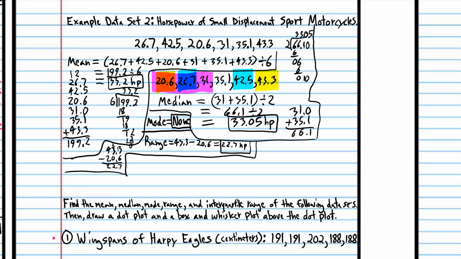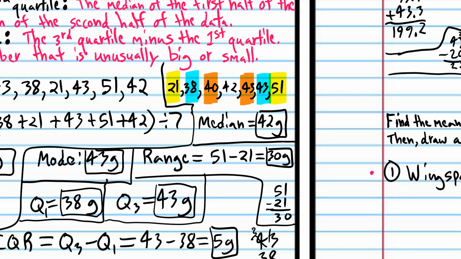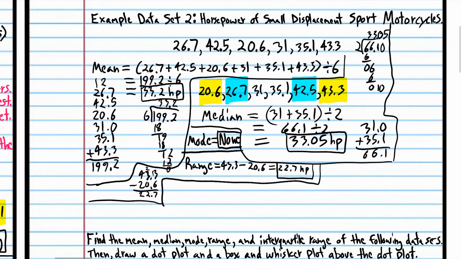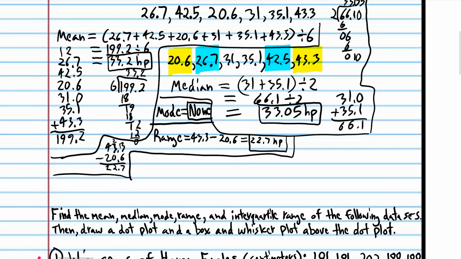Now notice in the previous example, when we divided the data in halves, when we had an odd number of numbers, 7, the middle number we just discarded. We didn't care about that. But now that we have an even number of numbers, 6 numbers, we don't discard the middle number because there is no middle number. So this is the first half and this is the second half of the data. The first quartile is the median of the first half of the data. The median is just the middle number, which is 26.7. So quartile 1 is 26.7.